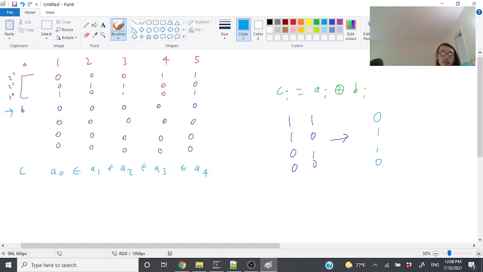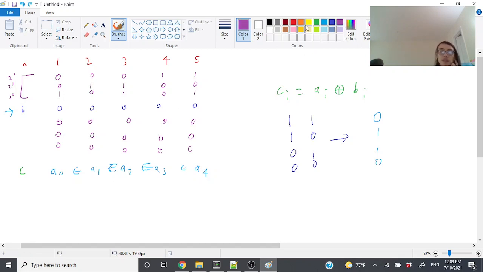Sorry, I don't know what this is. It's disgusting. I just made it worse. Yeah, so this is the way that works. So C has to satisfy this property.